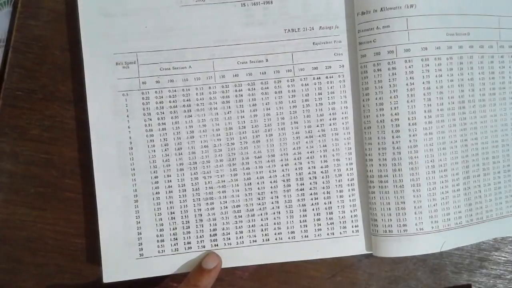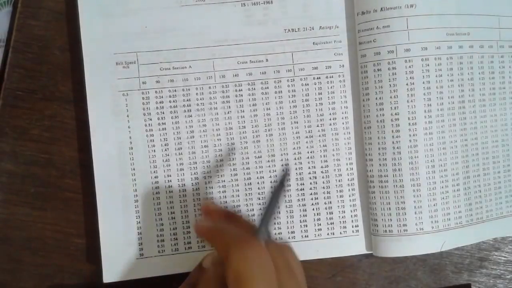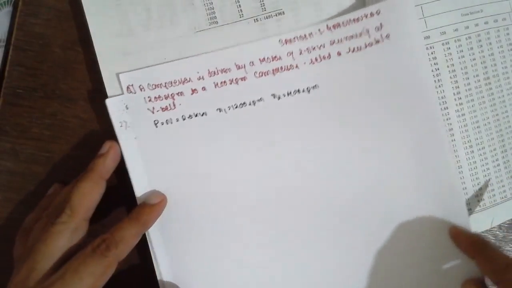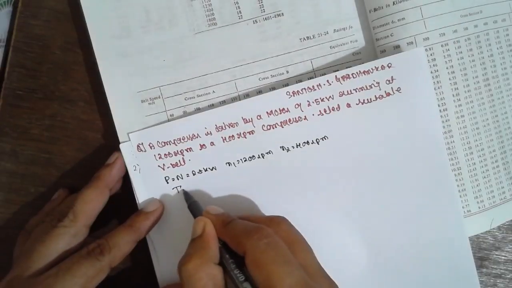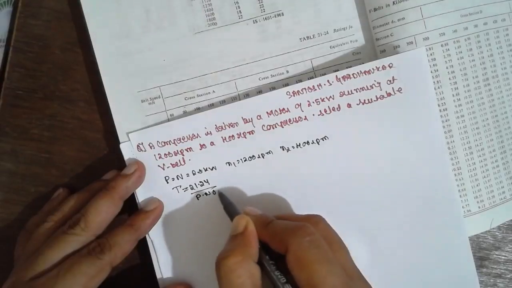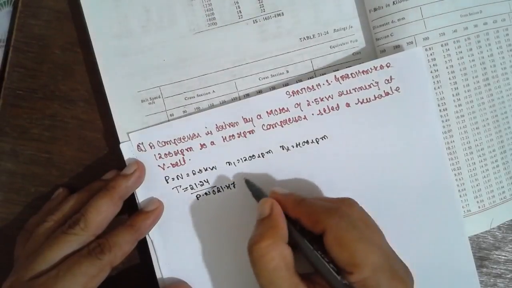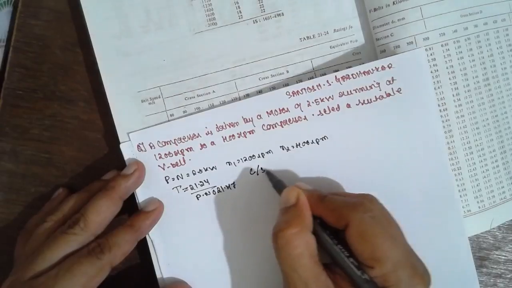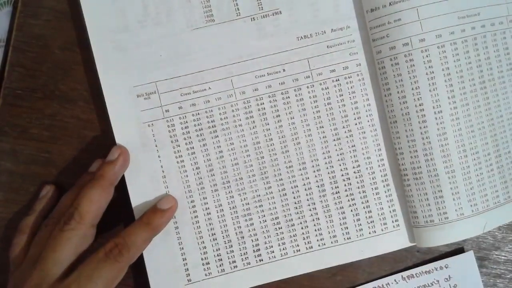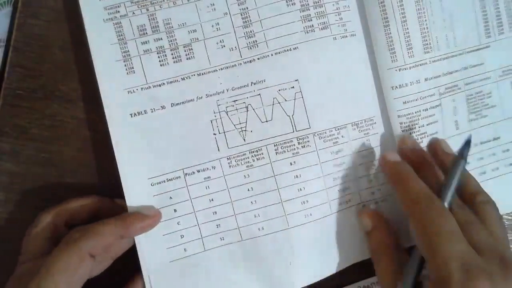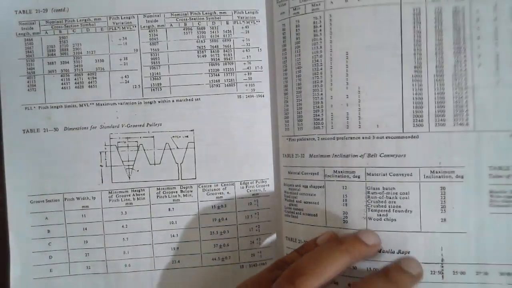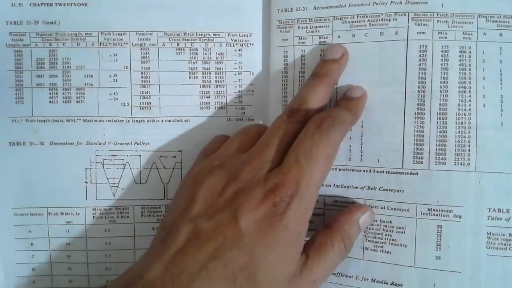The kilowatt value 2.5 lies in cross section A. I will consider the cross section A here. Table 21.24, page number 21.47. From that table, I will consider the cross section A. Once you know the cross section A, you have to go for the next table. In this table, I have already considered the cross section area A.